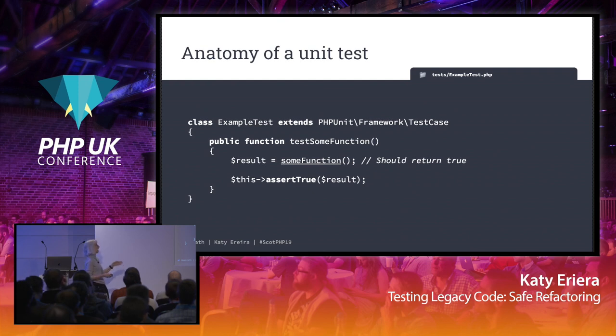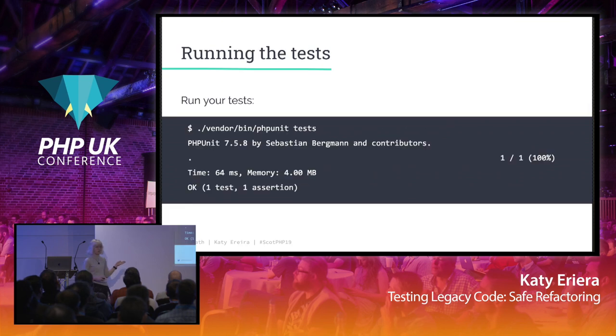So in this example, we have an example test that has one test in it, and it's to test the output or the result of some function. Within our test function, we're running the thing that we want to test, that's the underlined sum function, and we want to assert that when we run that function, it returns the value of true. So if we were to run this test, hopefully we would get the correct output.